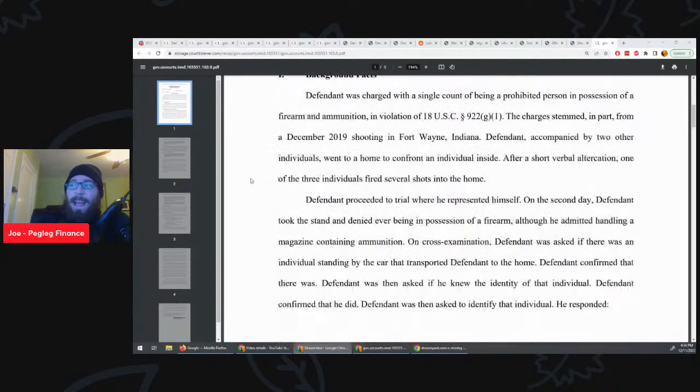So the background facts. Defendant was charged with a single count of being a prohibited person in possession of a firearm in violation of 18 USC 922 G1. The charges stemmed in part from a December 2019 shooting in Fort Wayne, Indiana. Defendant, accompanied by 2 other individuals, went to a home to confront an individual inside. After a short verbal altercation, one of the 3 individuals fired several shots into the home.